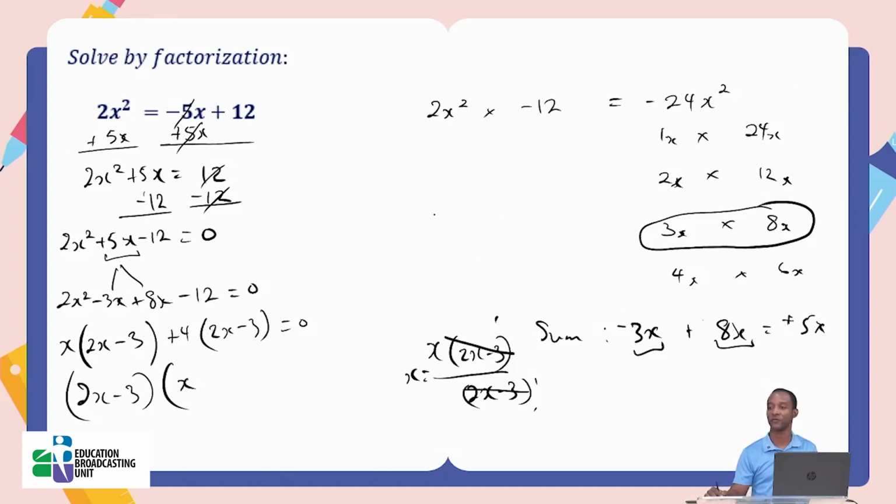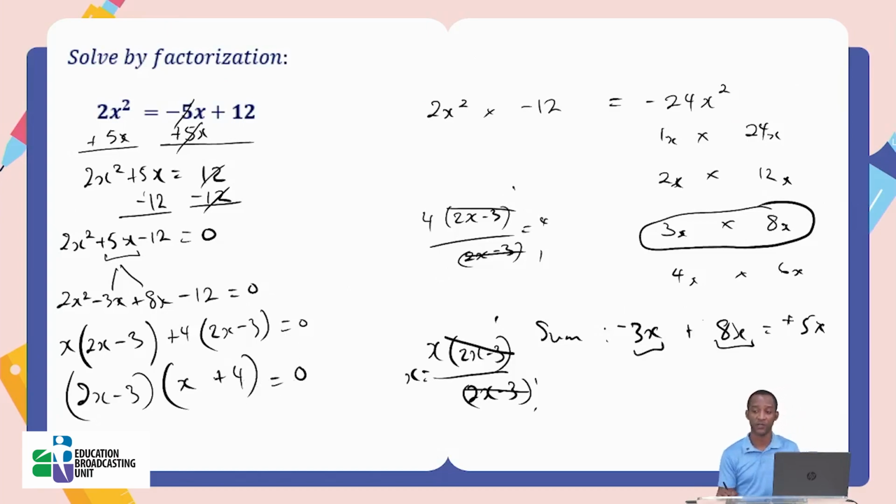Dividing this expression here, the 4 times the quantity 2x minus 3, by the 2x minus 3, that will give us 4. Okay? So that will be positive 4, provided the equals 0. Now some people will just simply take the binomial, the 2x minus 3 that we're seeing in both brackets, put it in one bracket, and in the other bracket, the terms outside, in that order, x plus 4.